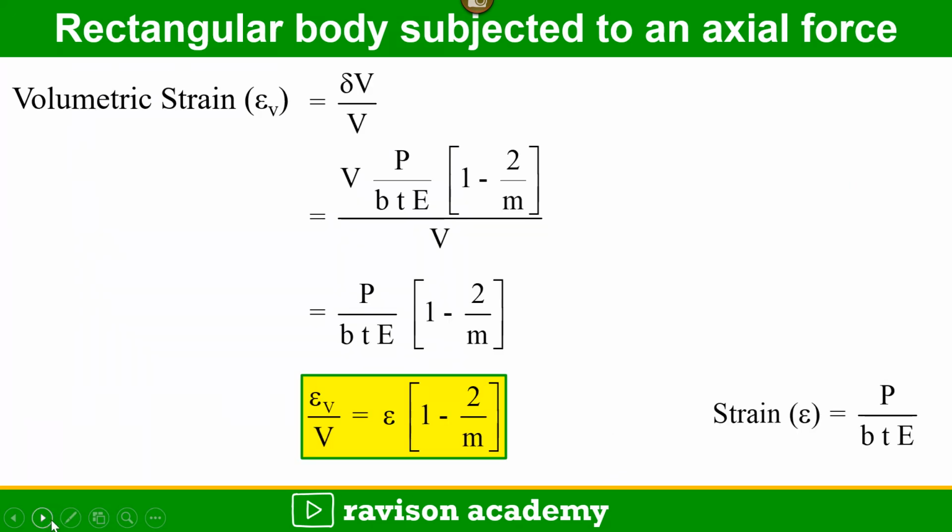So the volumetric strain is del V by V. Del V we already know, V into P by BTE into 1 minus 2 by m, divided by V. So on solving this, we will be getting P by BTE into 1 minus 2 by m. P by BTE is nothing but the strain. So we can equate epsilon V, that is del V by V, is equal to epsilon, this is nothing but the strain, into 1 minus 2 by m.